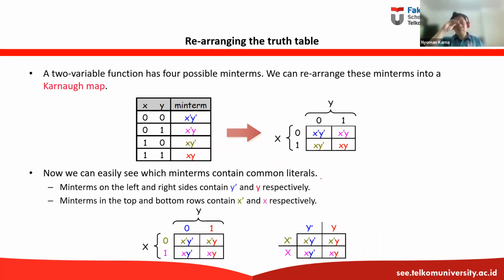Now, let's try to rearrange the truth table. This is the input and this is the output. When the input is 0 and 0, then we can say that the output is when X is not and Y is not. Remember, this is SOP, active 1.